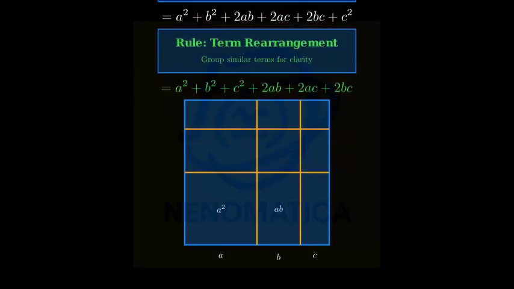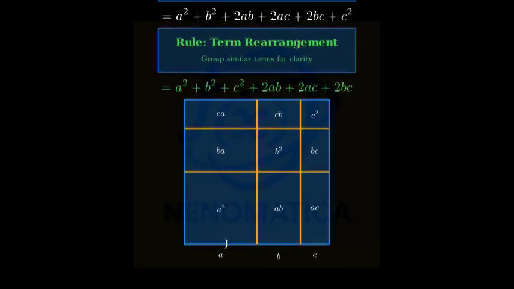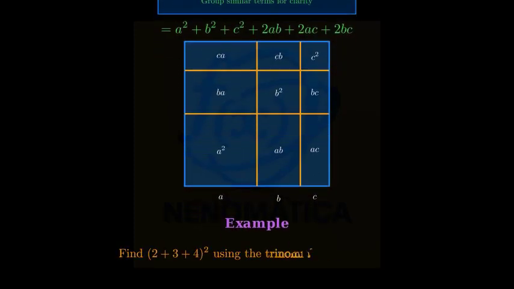Let's visualize this formula with a geometric representation. Imagine we have a cube with sides of length a plus b plus c. The volume of this cube can be calculated in two ways, either by cubing the sum or by adding up all the individual components. Let's try an example with actual numbers to see how this formula works in practice.